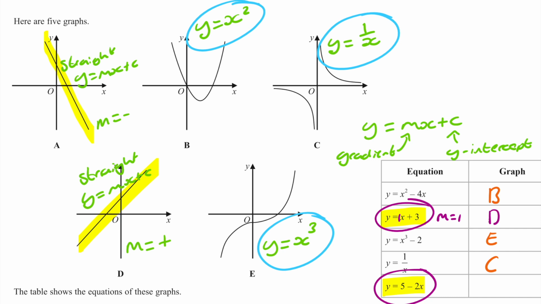And then for the last one, your gradient for that line is then negative 2. So that's a negative value, so then that must be A. Whenever you're matching any of these graph kind of questions, go for the easiest ones first, then use process of elimination to then find the rest of them.